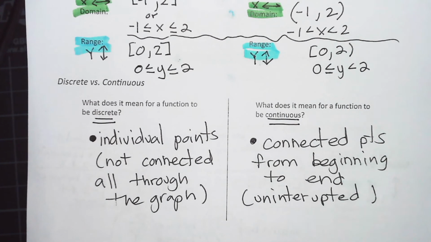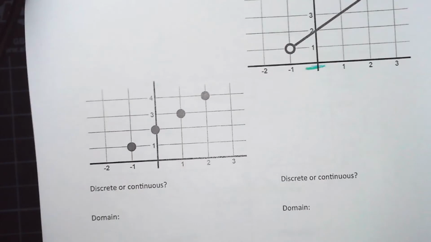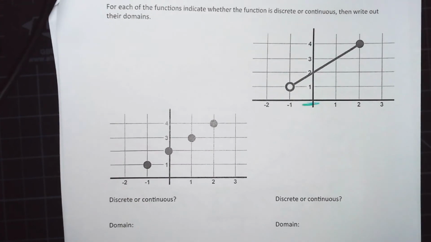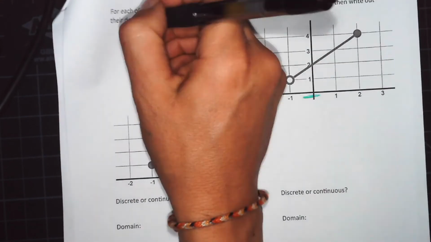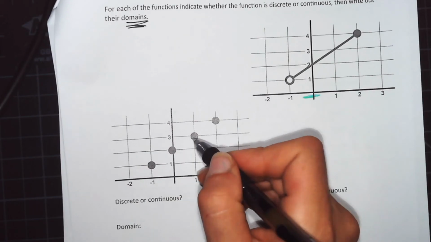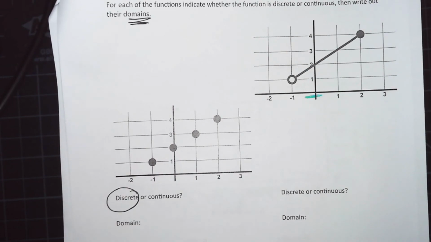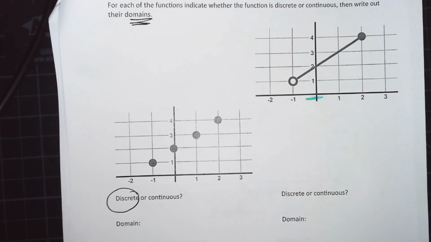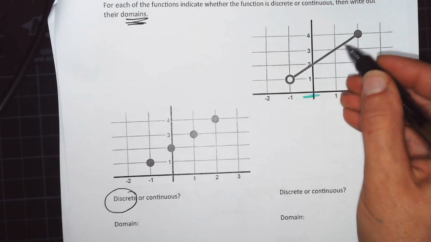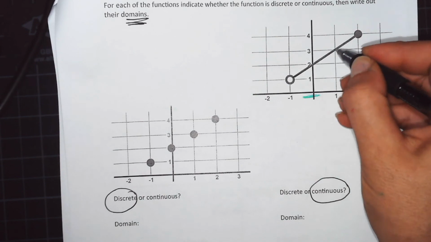All right, so this is the last thing we're going to introduce here. It says for each function, indicate whether the function is discrete or continuous, and then write out their domains. So it's just asking us for domains here, which is fine. So this is what we mean by individual points that are not connected. This would be an example of discrete. You'll know it when you see it. And then here it's connected from beginning to end. So this would be continuous. It just keeps going and going.